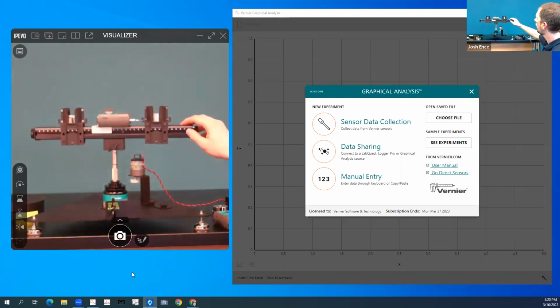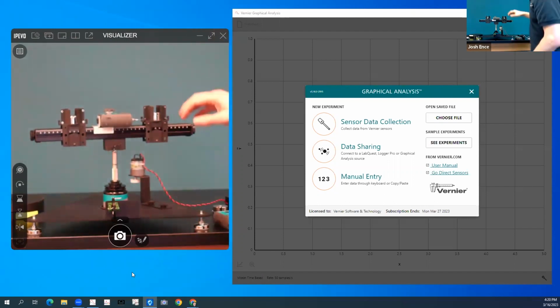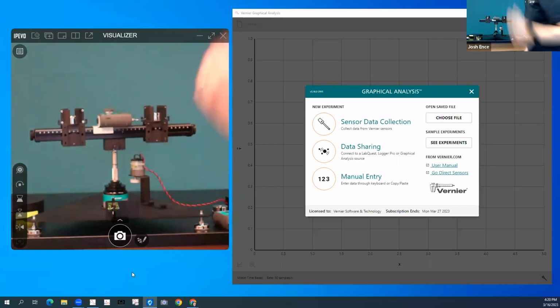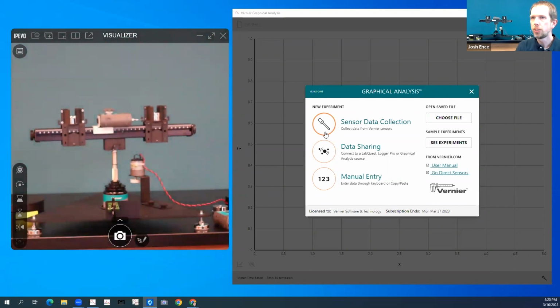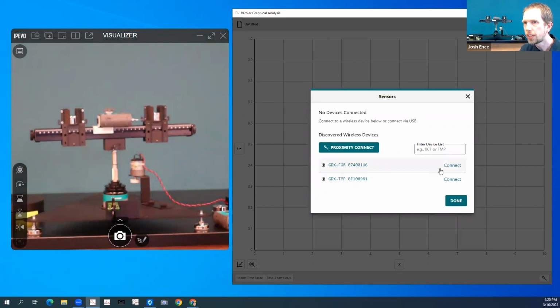Let me show you how that data comes in in the app. So I'm going to first turn on my force and acceleration sensor, and then within graphical analysis here, I'm going to find it. Okay, so I'm looking for my force sensor. That's this guy.